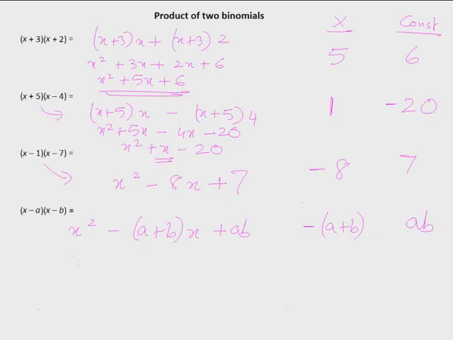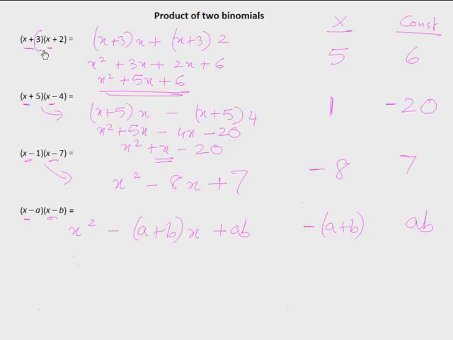Okay, why have I listed the term in x and the constant term? Well, firstly, the coefficient of x square will always be 1 because you're just multiplying x into x. So x square doesn't give me anything exciting. The real action is because of the other terms, the 3 and the 2, the 5 and the minus 4, the minus 1, minus 7. And they lead to these different terms in x and the constant terms.